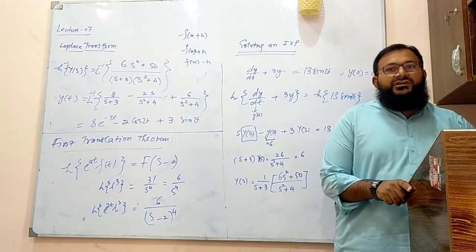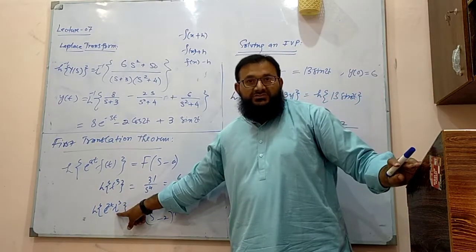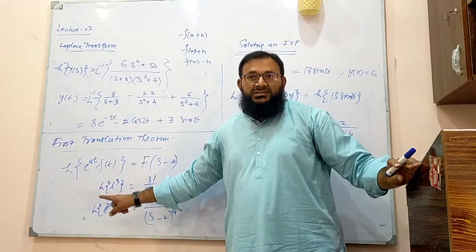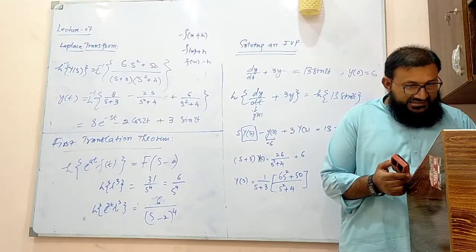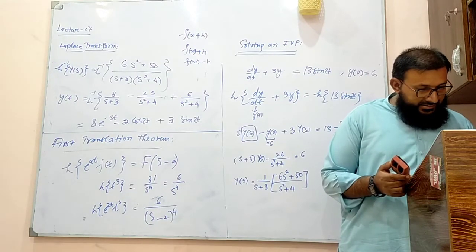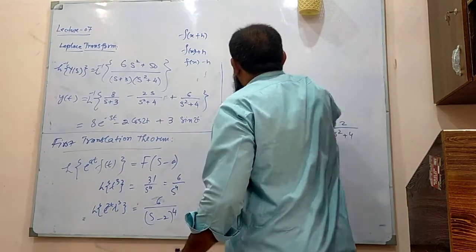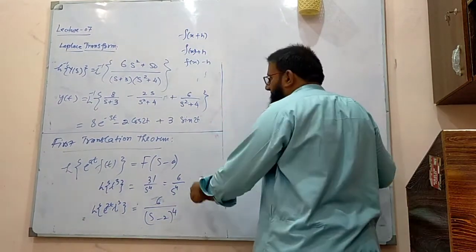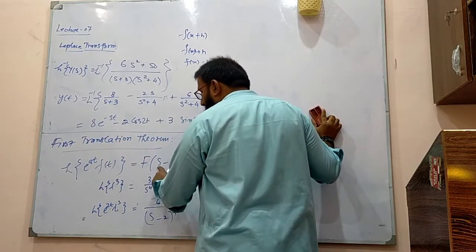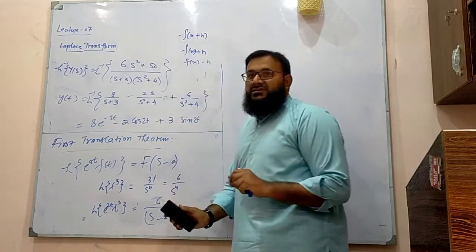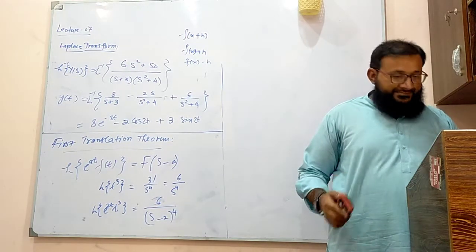And there is another property what we call multiplication by t. We can apply the same property on this problem as well. There is multiplication by t. But the exponential one is good and easy as compared to the other one. This is what we call the first translation theorem, also called the translation along s-axis. It means the value of the function changes along the axis which is on s.